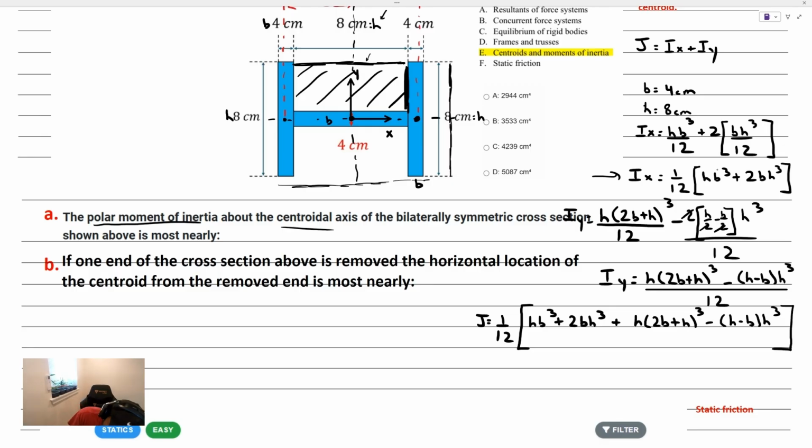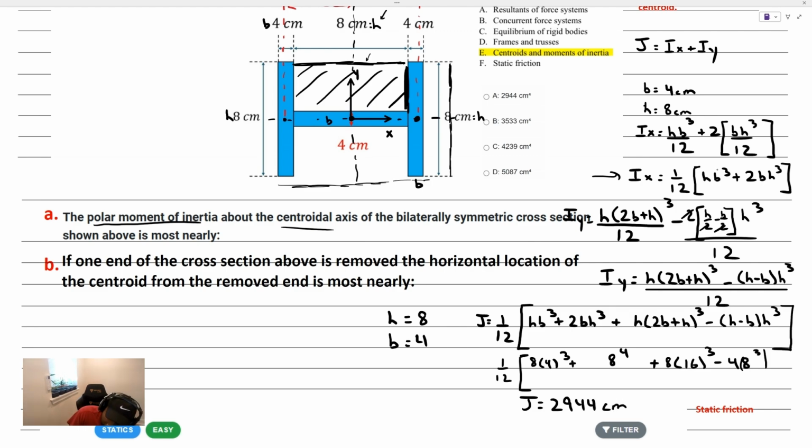So let's plug in h equal to 8 and b equal to 4 into this equation to get a j value equal to 2944, and all of these were in centimeters. I know j is the integral of r squared dA. R squared is centimeter squared. A is centimeter squared again, so I know the result has to be in centimeters to the fourth. If j is 2944, that means it's this answer right here, 2944. So that should be the correct answer there.